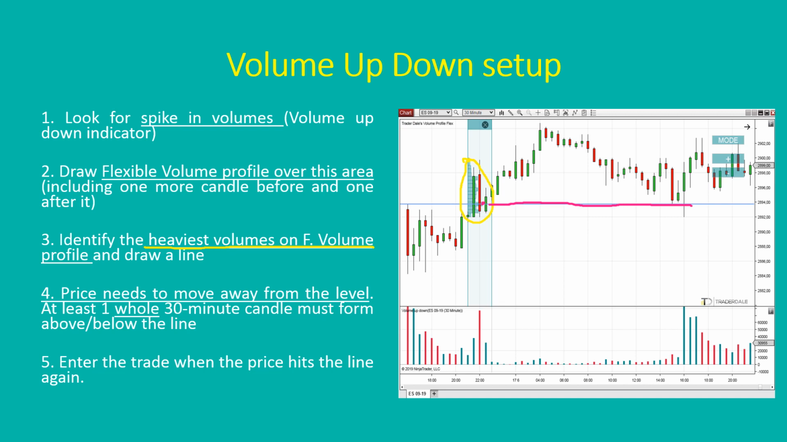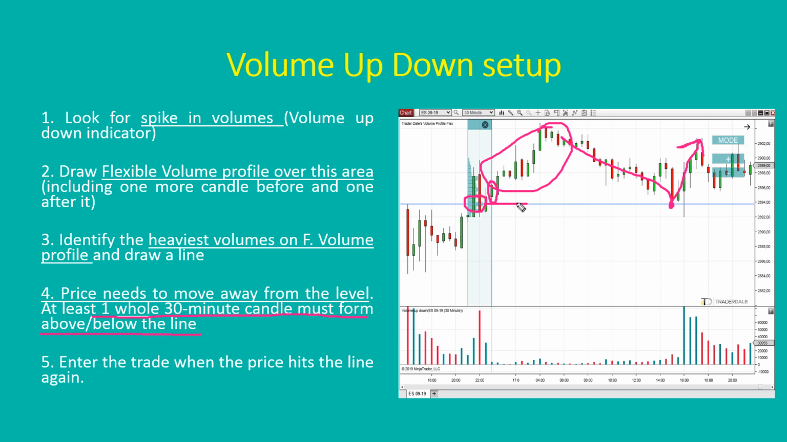Next, step number 4, price needs to move away from the level. So you have the volumes in here, so you have the level in here, and the price needs to move away from it. At least one whole 30-minute candle must form above or below this line. In this case, if you look carefully, it would be this candle, a whole candle formed above the line. Then there are more, but this one is enough. And then you wait for a pullback and you enter your trade.